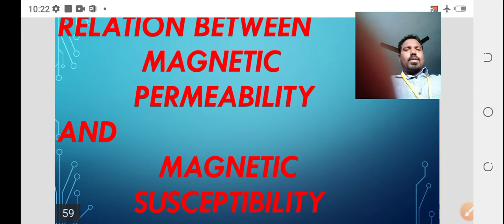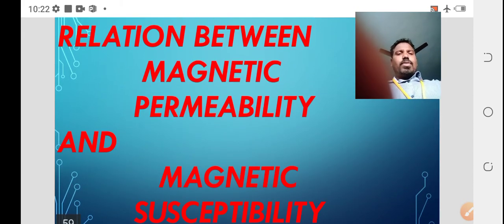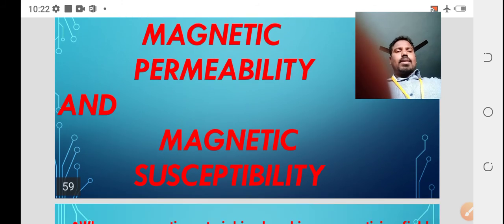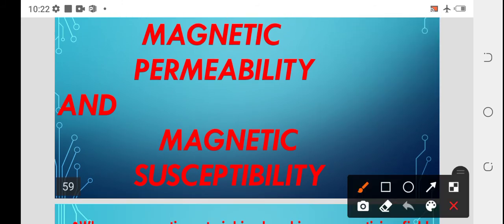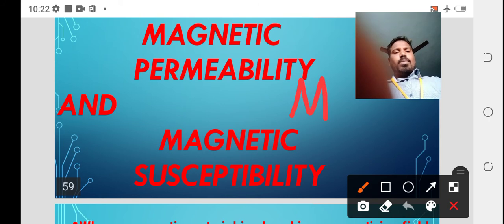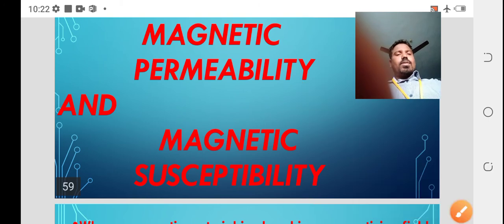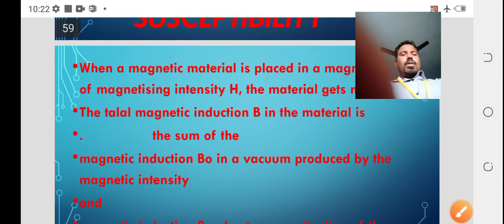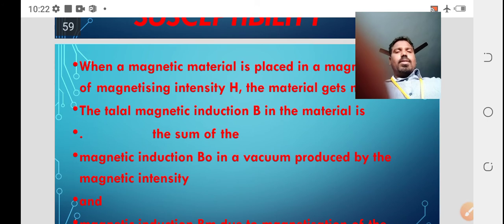And the last topic is the relation between magnetic permeability and magnetic susceptibility. What is the relation between magnetic permeability mu, or relative permeability mu r, and susceptibility? That we need to discuss here.